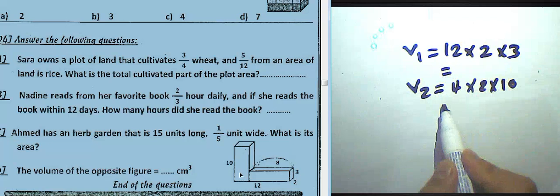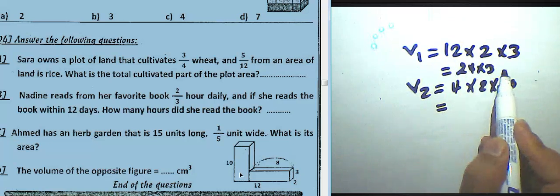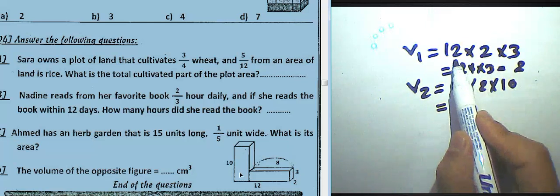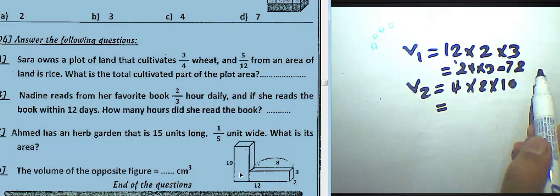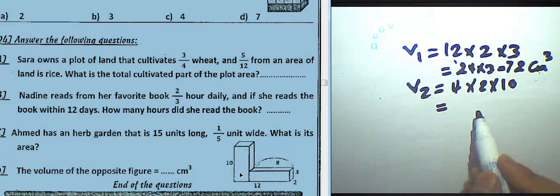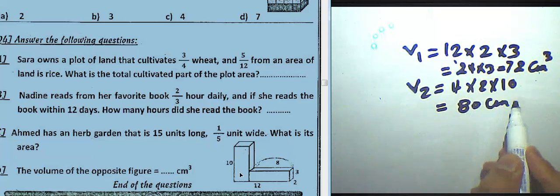And then you can add the volume 1. 12 times 2 equals 24 times 3. 3 times 4 equals 12. 2 and carry 1. 3 times 2, 6 plus 1 equals 7. It will be 72 cubic centimeters. And volume 2 here, 4 times 2, 8. 8 times 10 equals 80 cubic centimeters.